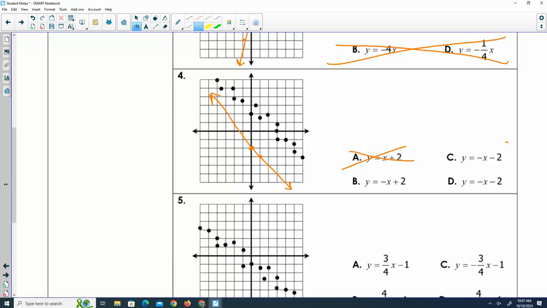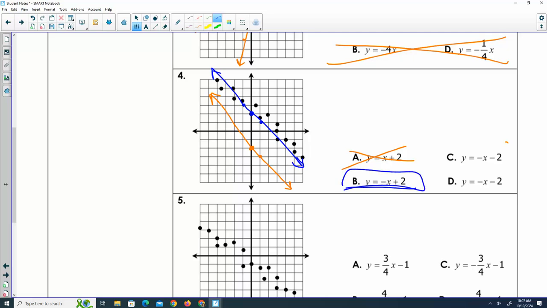No, I actually have a typo on here because C and D are the exact same answer, aren't they? But that one's not right because my y-intercept isn't negative here. If I look at B, my y-intercept is +2. If I start at +2, slope of -1, down 1 over 1, or up 1 backwards 1. That one is a much better choice.